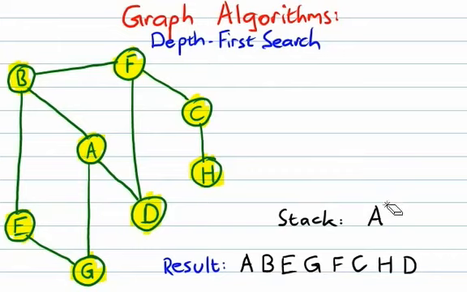And since we've seen everything that's connected to A, A gets popped off the stack as well. Now our stack is empty, which means that our traversal is complete.